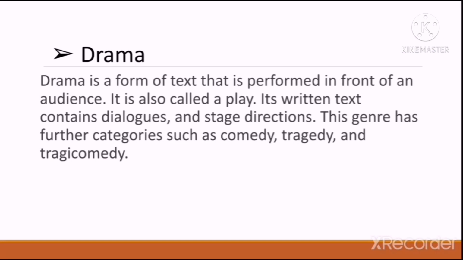Number 3, drama. Drama is a form of text that is performed in front of an audience. It is also called a play. Its written text contains dialogues and stage directions. This genre has further categories such as comedy, tragedy, and tragicomedy.